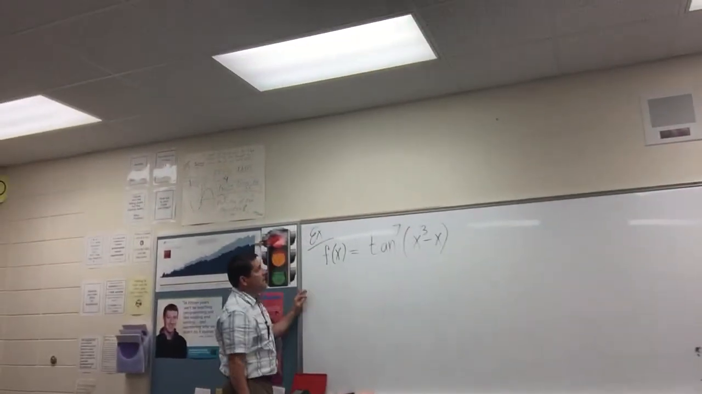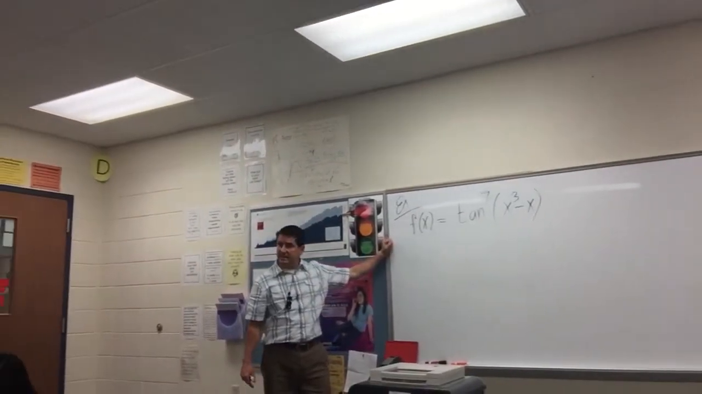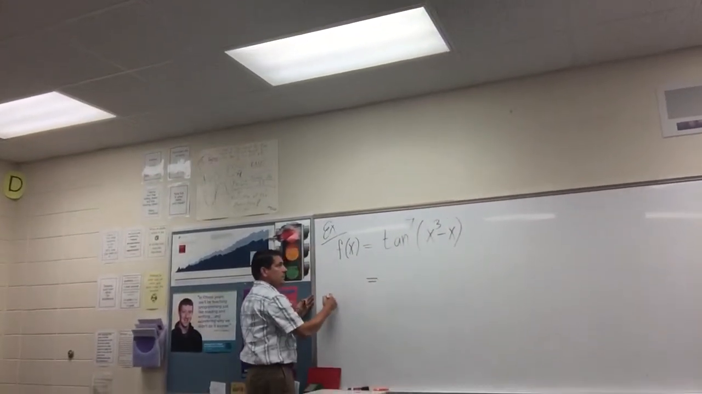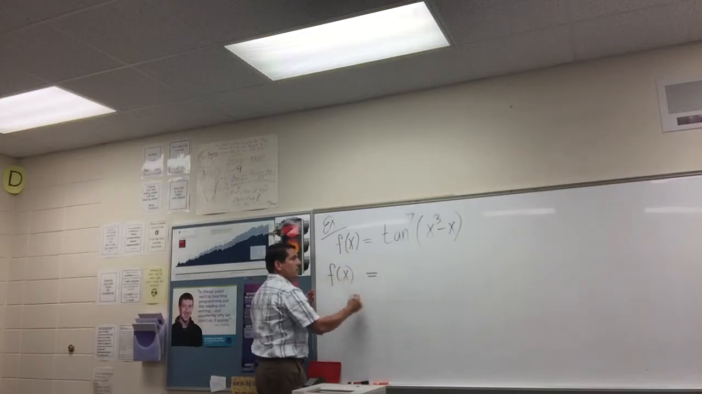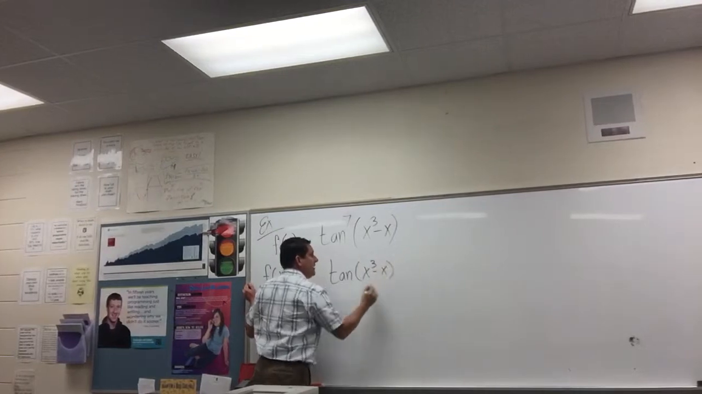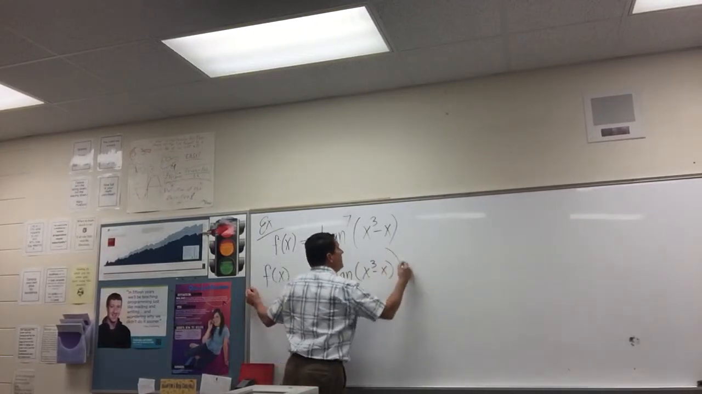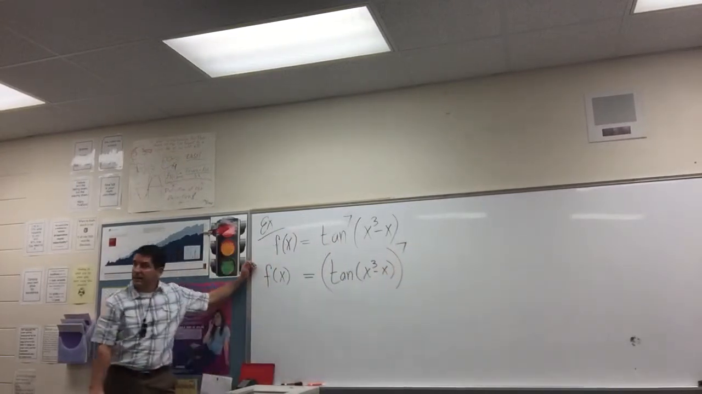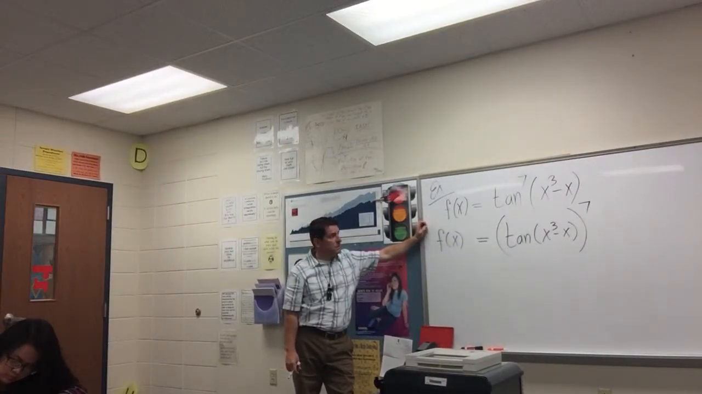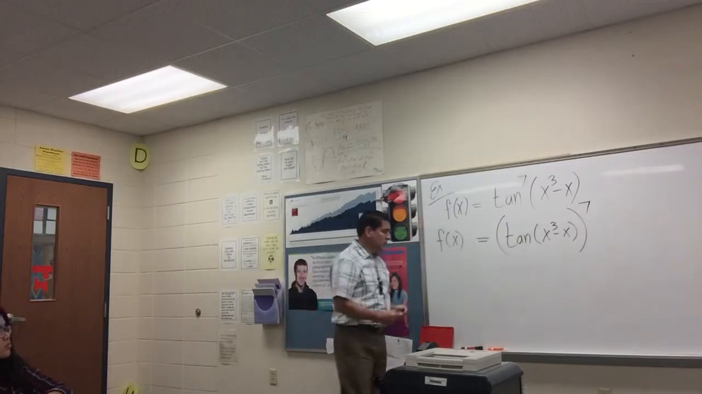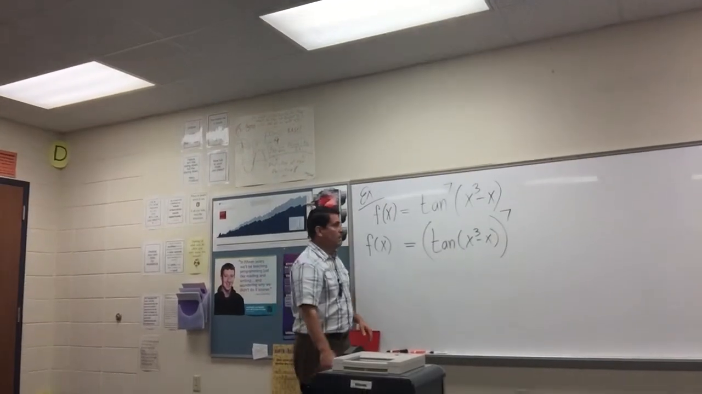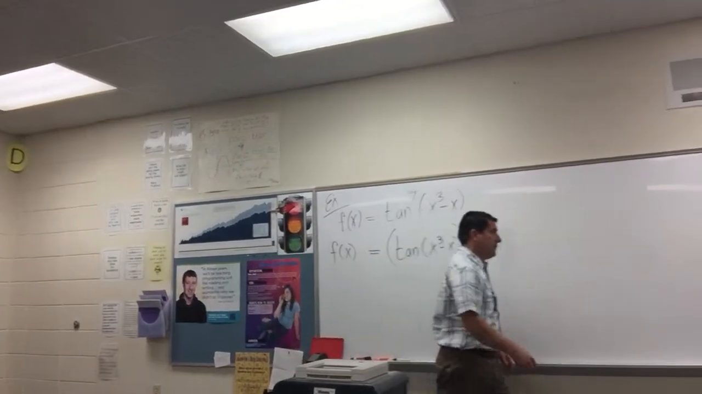All right. This problem, all by itself, should be rewritten so that you can see what we're doing here. The original function, does everybody agree that this is really the tangent of x cubed minus x, to the 7th power, like this? Okay. So I'm going to do the mechanical technique, and then from there you can see how the rest of it comes out.